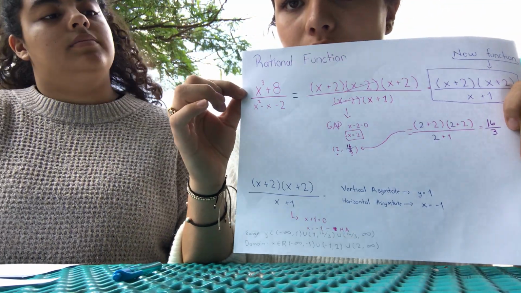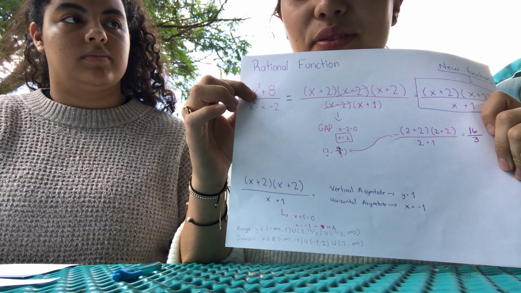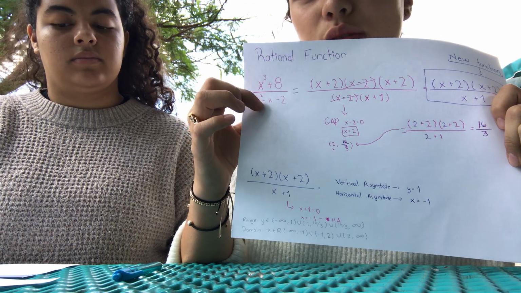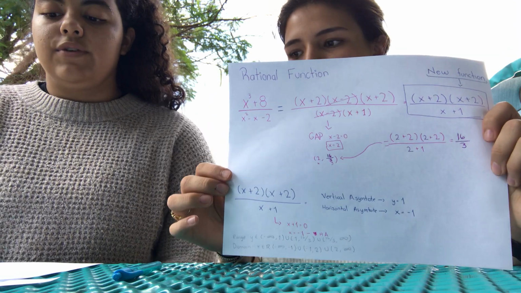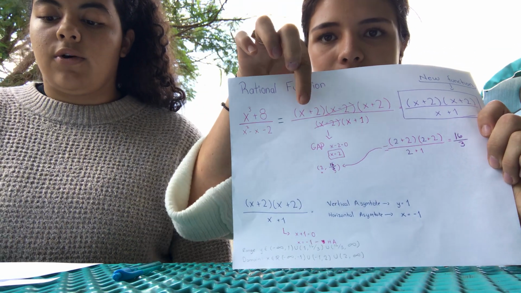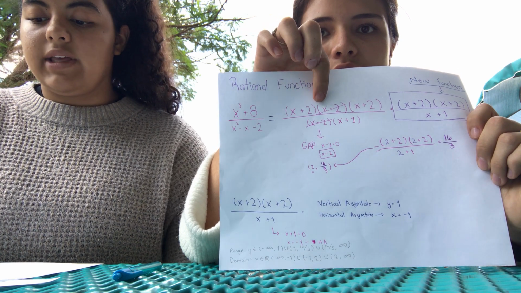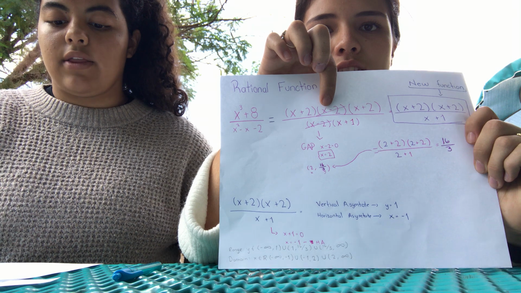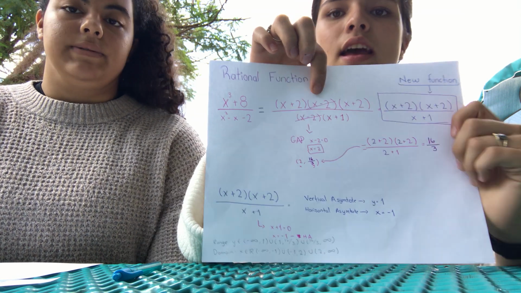Here we have our rational function, which is 3x to the power of 3 plus 8, divided by x to the power of 2 minus x minus 2. First, we have to factorize the rational function in order to find the gap. After we factorize it, we can cancel the factors that we have in common. And the factors that we cancel give the value of x on the gap coordinate.